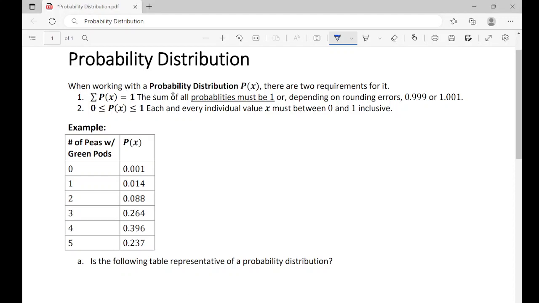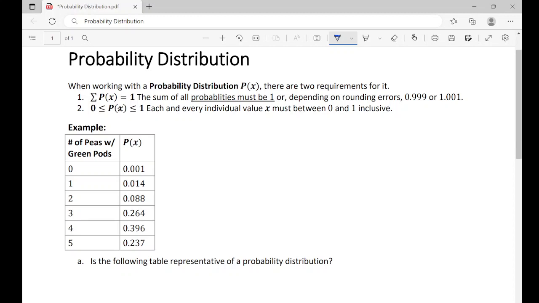When working with a probability distribution P of x, there are two requirements for it. First, the sum of P of x has to equal 1. All the probabilities must equal 1. But occasionally, if there's some rounding error, a little bit less or a little bit more, it can be as low as 0.999 or up to 1.001. Not a lot of deviation from it, but it can be that much just depending on the rounding errors.